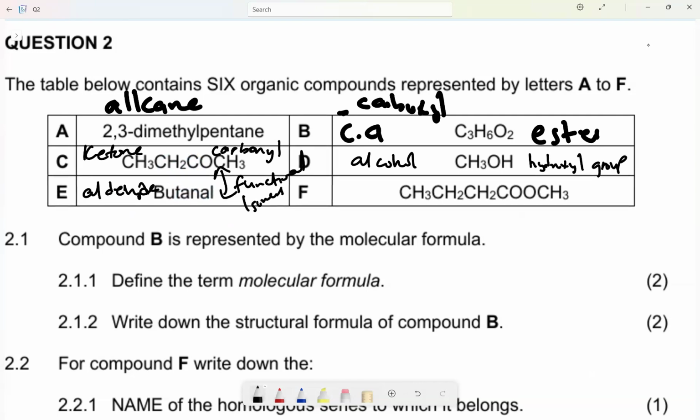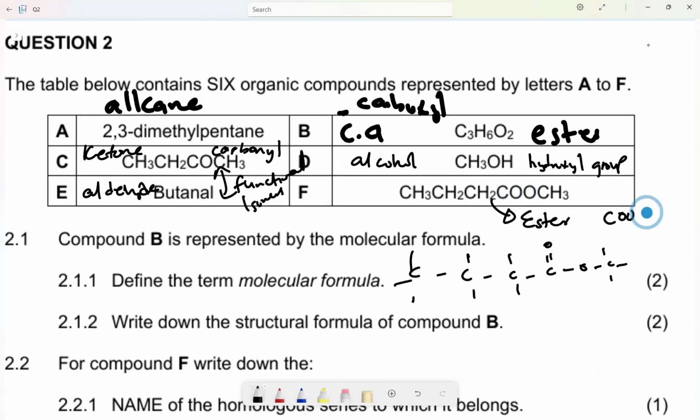CH3, CH2, CH2, COO, CH3. This is an ester. Why is this an ester? Because now CH3, I want you to draw this. CH3, CH2, CH2, C double bond O, O, CH3. Like that. Can you see? Because the O is in the middle, it is an ester. But if it is OOH, it was going to be a carboxylic acid.